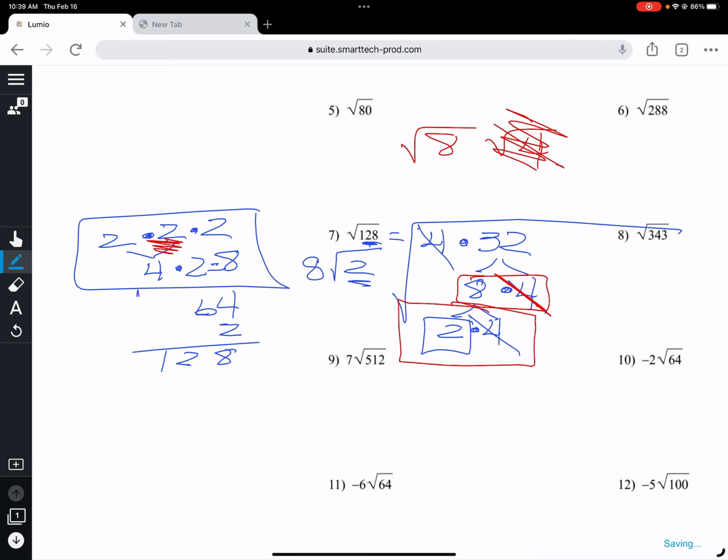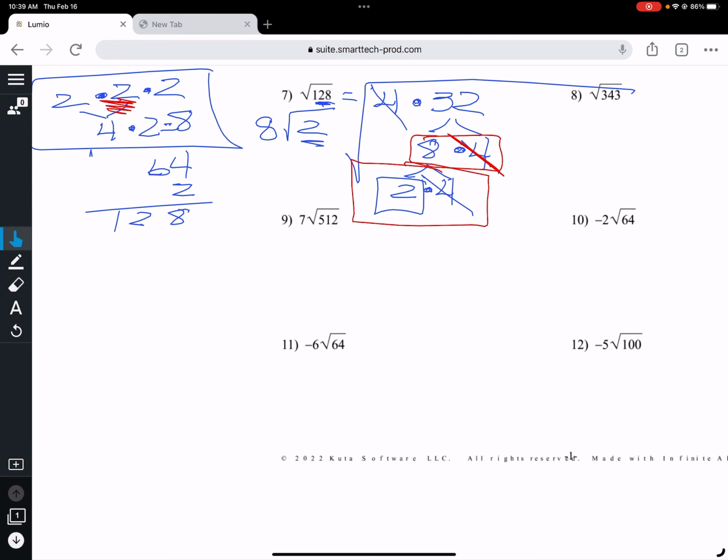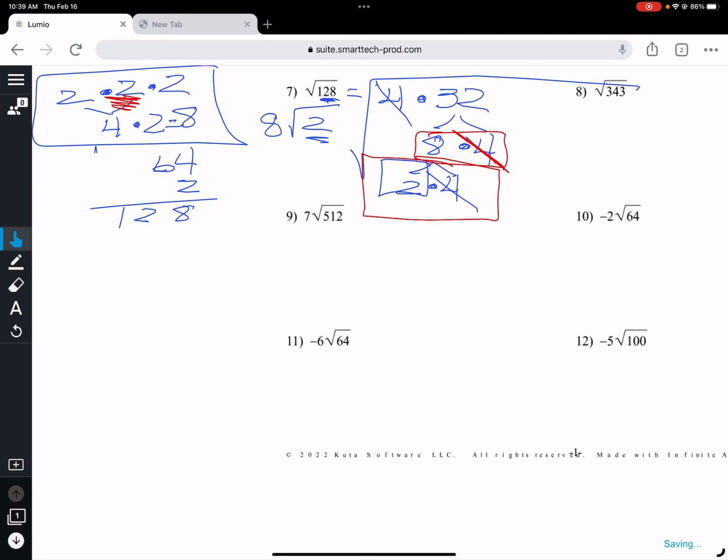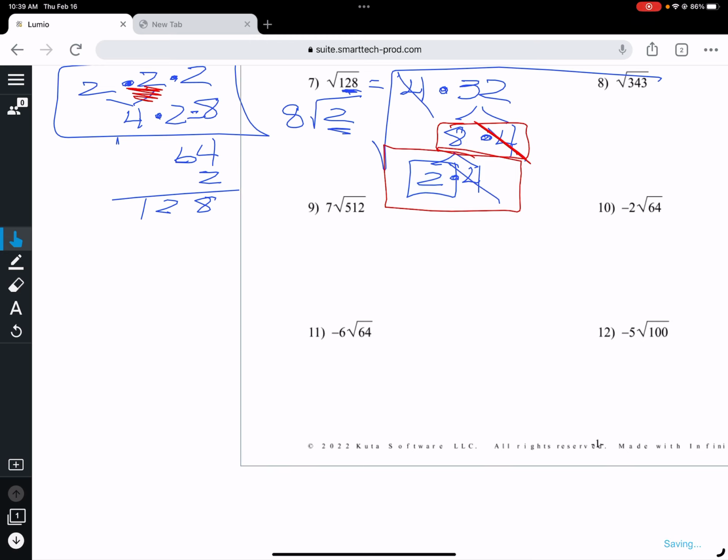Either of those perfect squares? 2 and 4. So then the 4 is removed. The 4 is removed. Let's go there. There we go. As your other 2. And then 2 times 2 is 4, times 2 is 8.